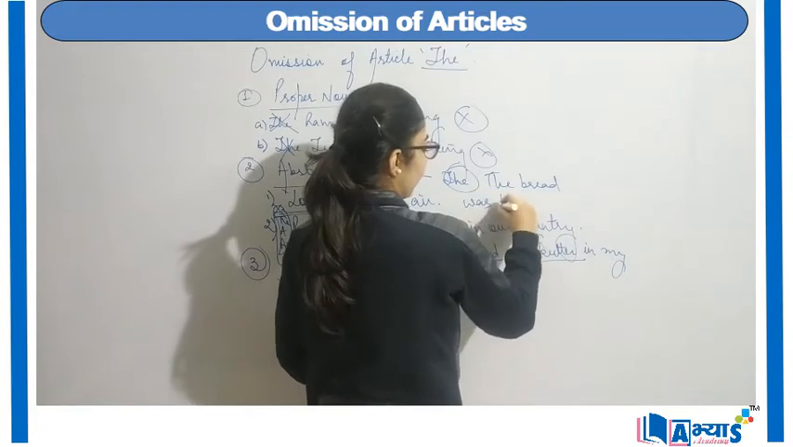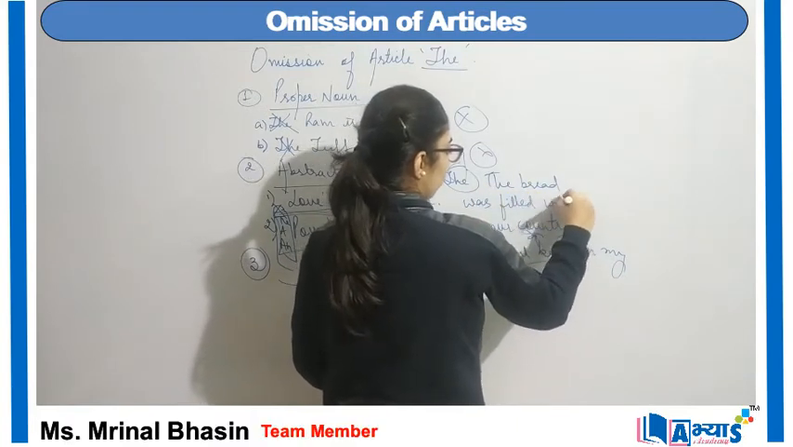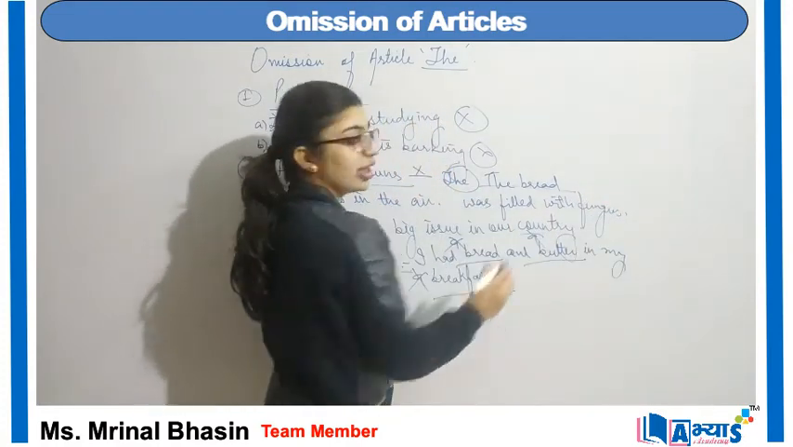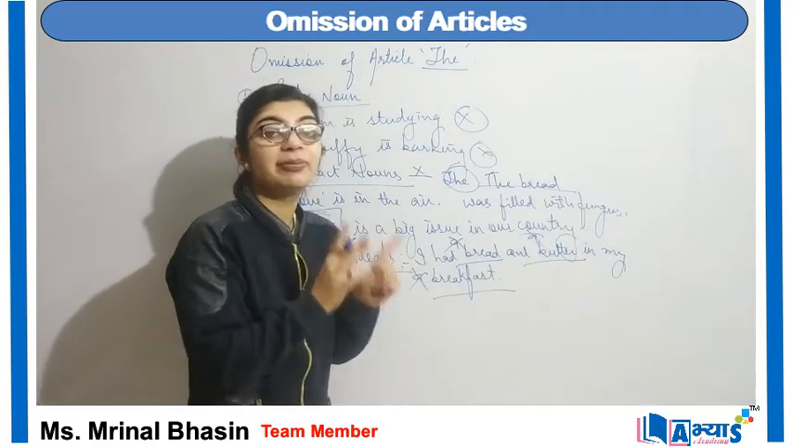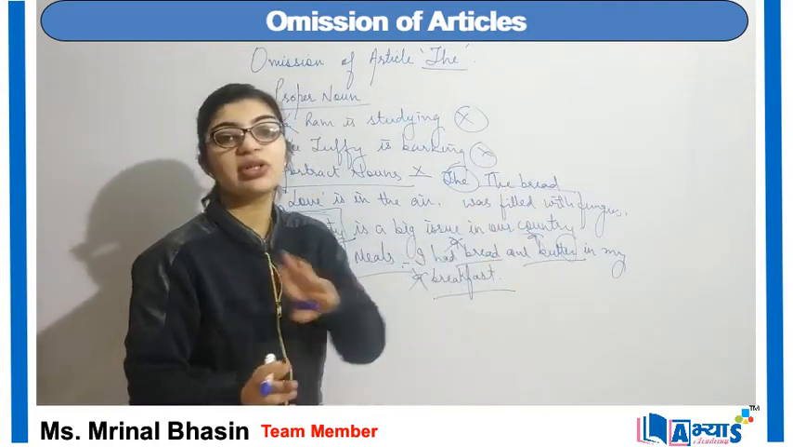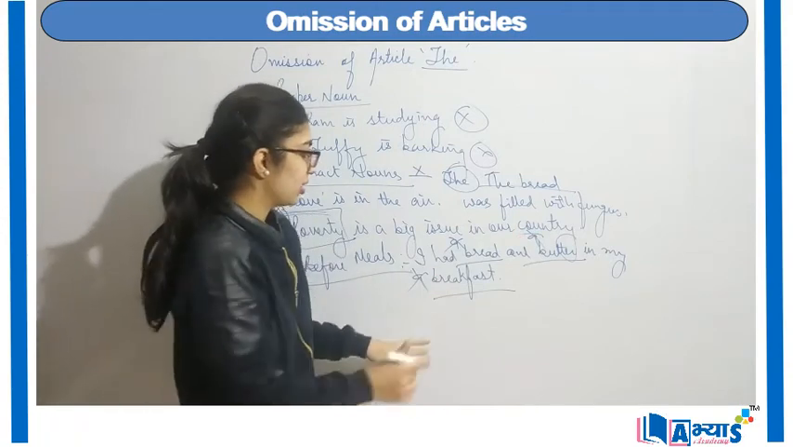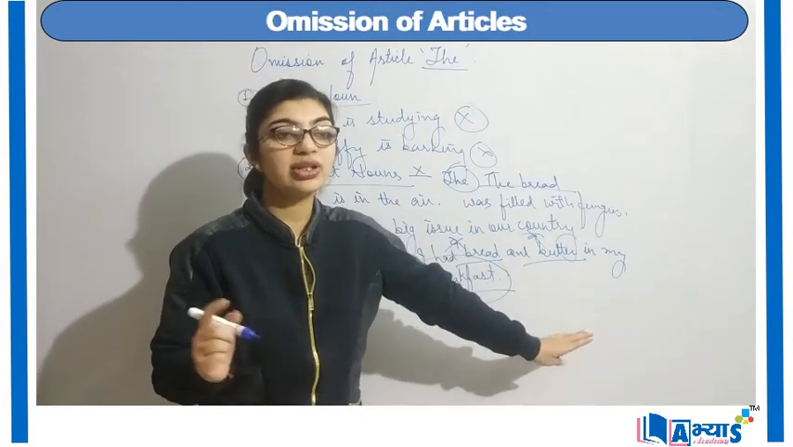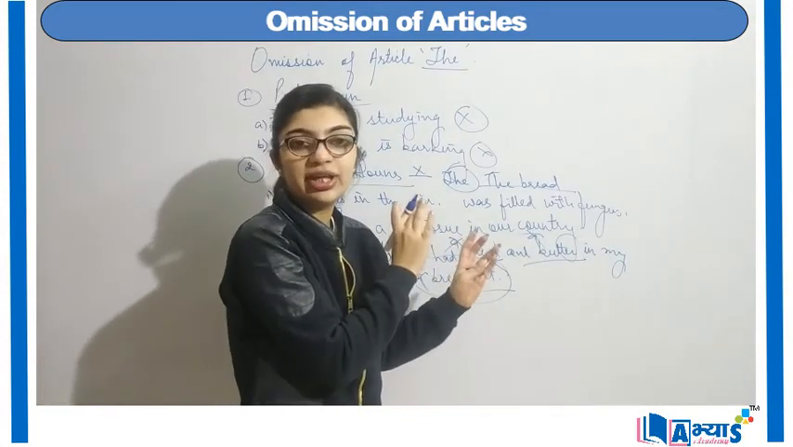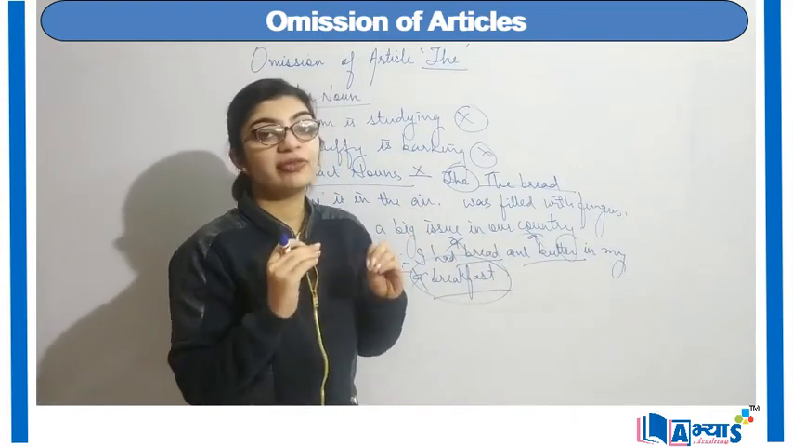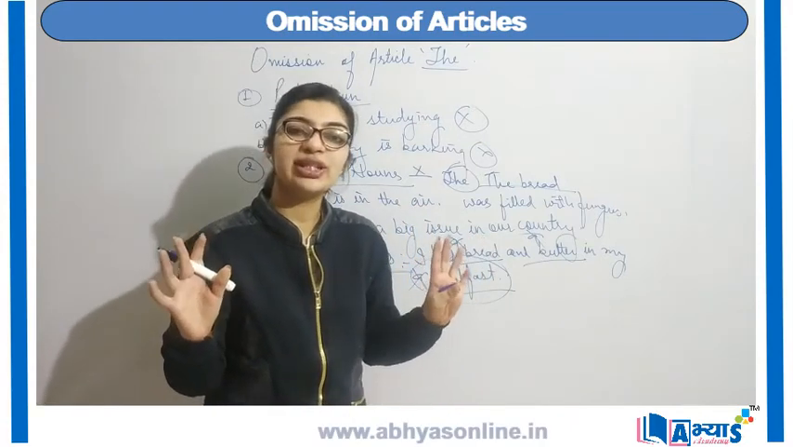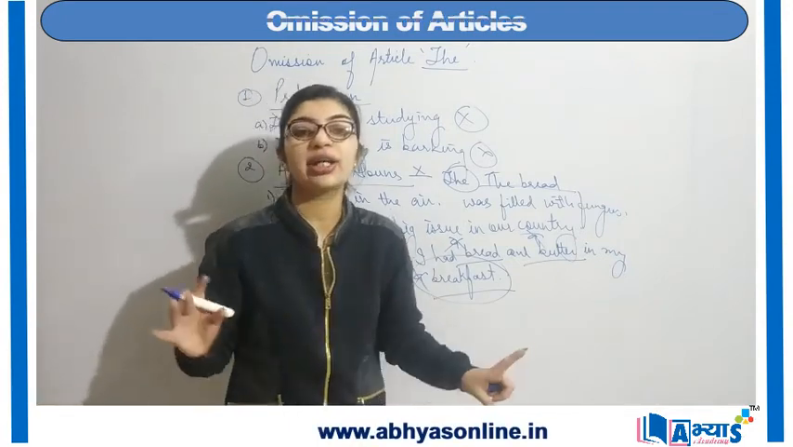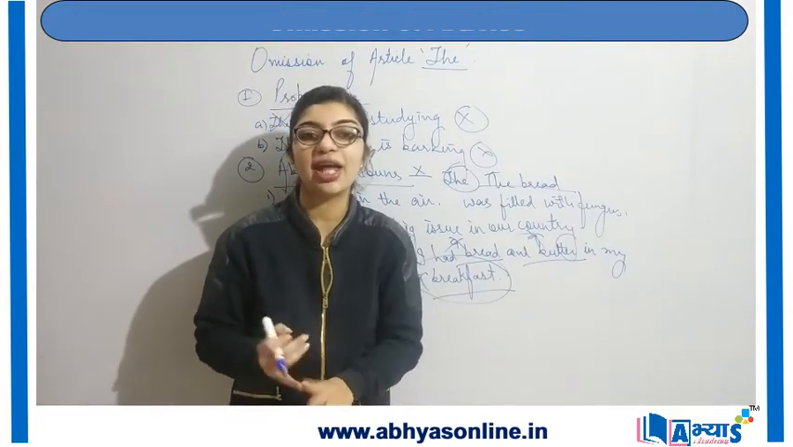If I say the bread was filled with fungus, right? Then I'm mentioning the specific bread. But beforehand I will not say a bread. Right? So here I am talking about a meal, breakfast, lunch. I will not say the lunch is at 3 p.m. I will not say the breakfast was late. I will only say breakfast was late. Breakfast was early. So before meals, no article is used. Not a, not an, not the.